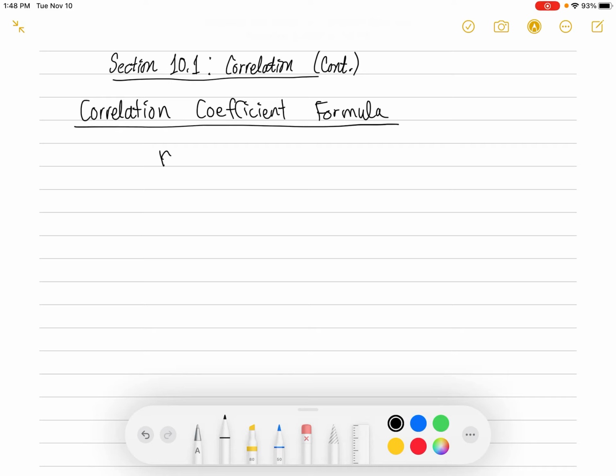We're going to call it R. And R is equal to SXY, we'll tell you what that is, divided by the square root of SXX times SYY. Okay, we're going to tell you what SXY is. So number one, SXY.